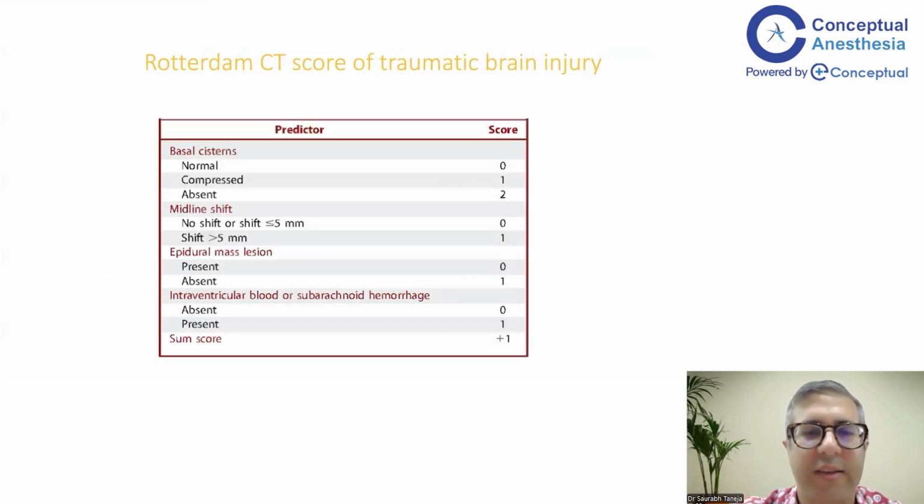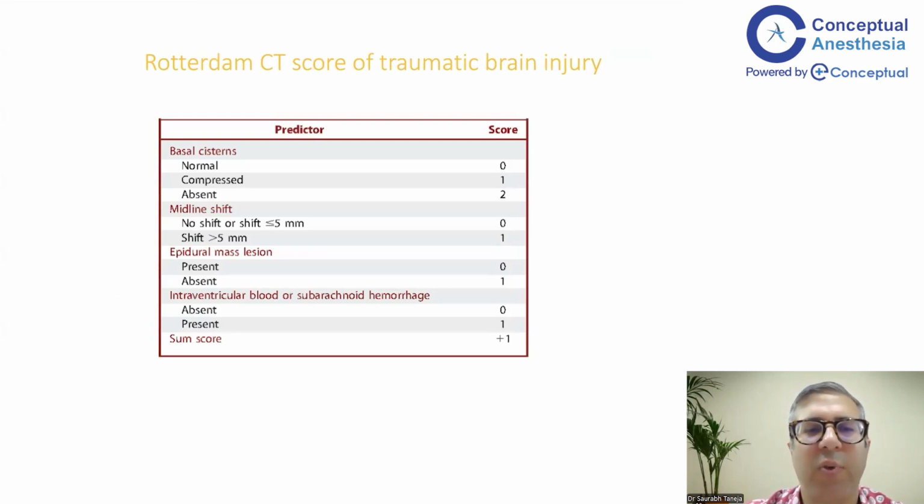Again, this is a scoring system. If the basal cisterns are normal, the score is 0. If compressed, the score is 1. If absent, the score is 2. So if you cannot visualize them, then the score is 2. Then midline shift: the more the shift, the more the score. Then it takes into account only the epidural mass lesion and IVH or subarachnoid hemorrhage.